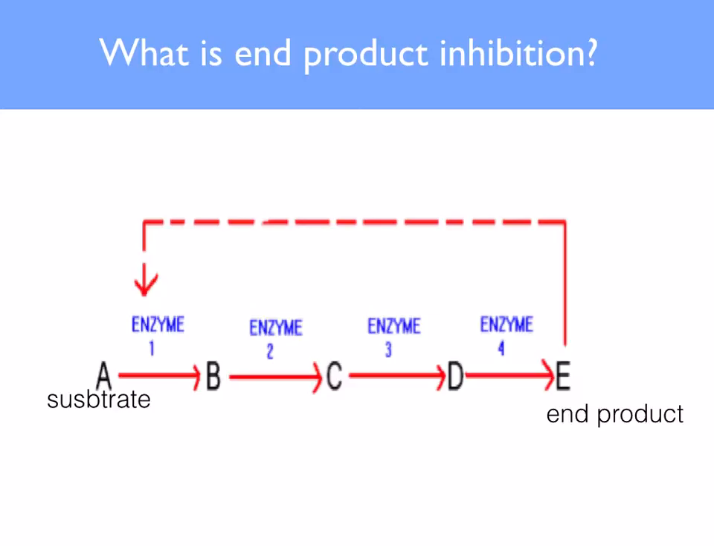When it binds to enzyme 1, it's going to be binding to another site other than the active site. It's going to be binding to an allosteric site. So it's another site called an allosteric site. When it does this, it's going to inhibit the enzyme, and so the substrate A won't be able to bind to the enzyme.